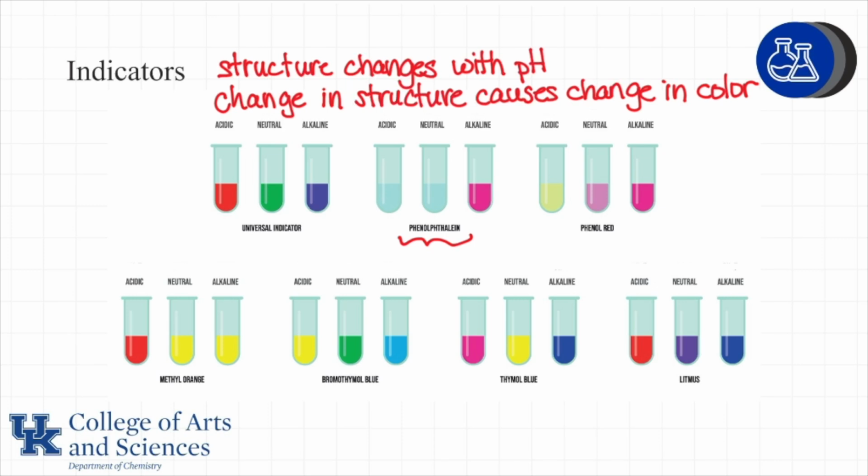Notice there are different indicators, and they all change color at a different pH value. And pH is just the measure of the acidity of a solution. So depending on the substances that are the titrant and analyte, we choose the best indicator based on what we know about those solutions.